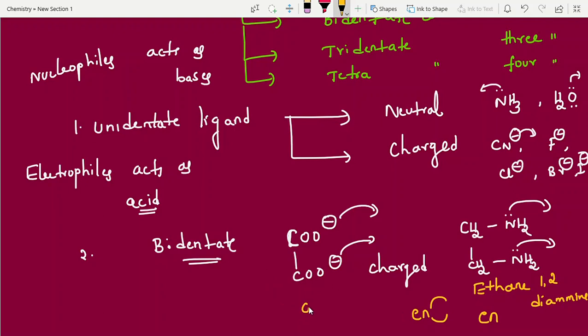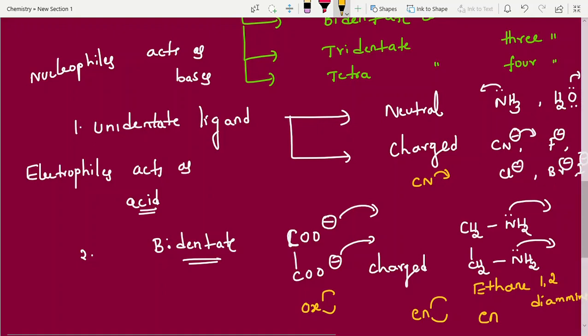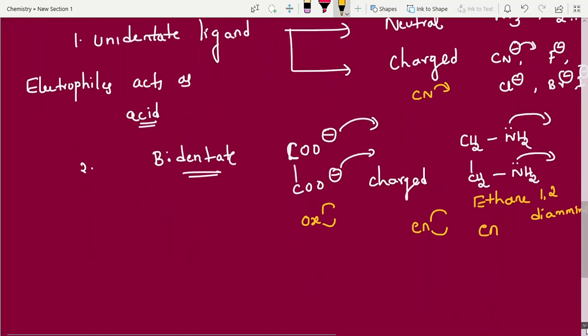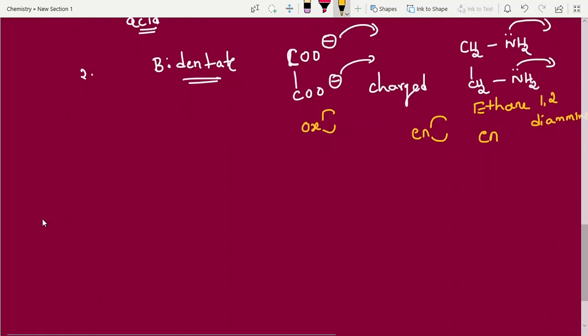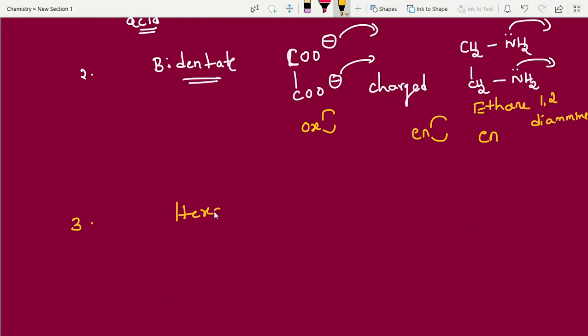Okay students, now en we are writing like this also, because two donor sites. Even oxalate ion they can show like this, two donor sites. CN minus they can show only one like this, one side, unidentate. Now next one, tridentate, three donor sites, tetradentate, four donor sites. Next most important one is the hexadentate ligand. How many donors? 6 donor sites.